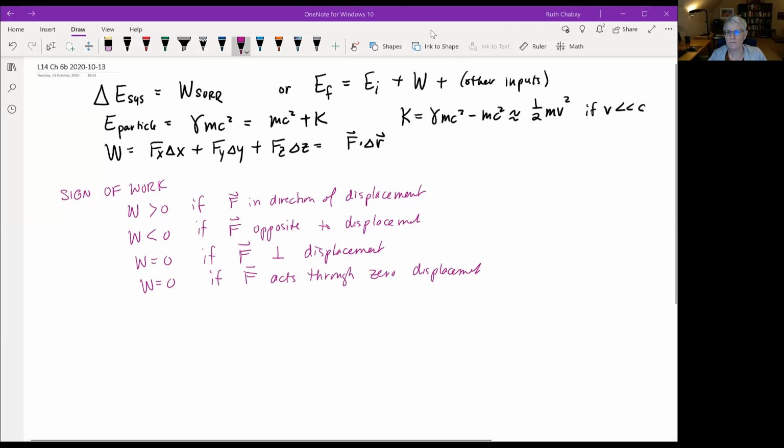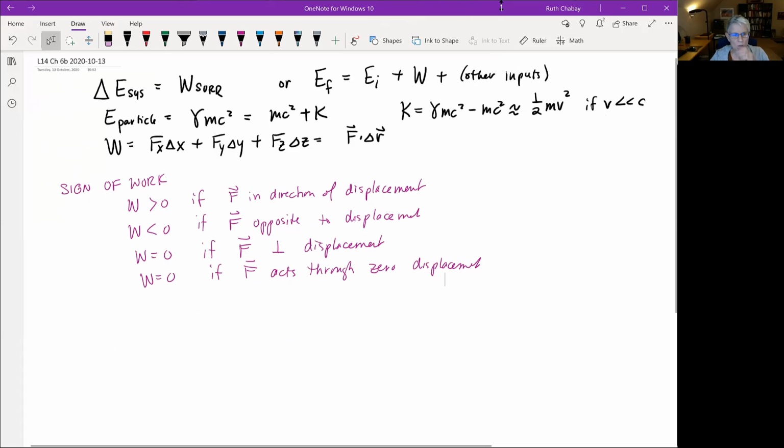Okay, good morning, everybody. Today we're going to continue talking about energy, and we're going to talk about energy flowing from one form to another. We're going to talk about energy in systems of more than one object and more than one interacting object. So that's our goal. So here's what we did last time.